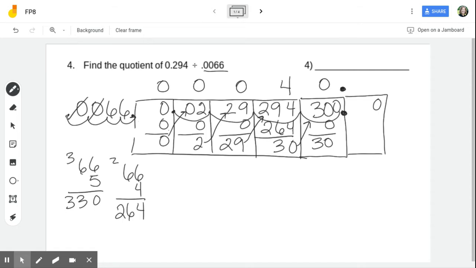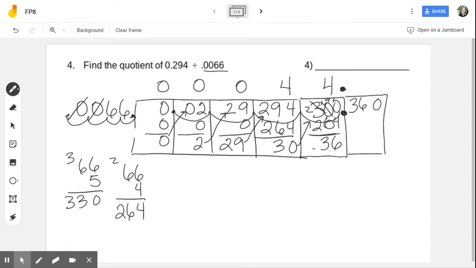66 does go into 300. How many times? Not 5, but 4, right? So 4 times 66 is 264. See how I made that into a 6? That was pretty good. Okay, so now let's subtract. However you like to do that. 10 minus 4 is 6. 9 minus 6 is 3. Now we pop 36 up here.